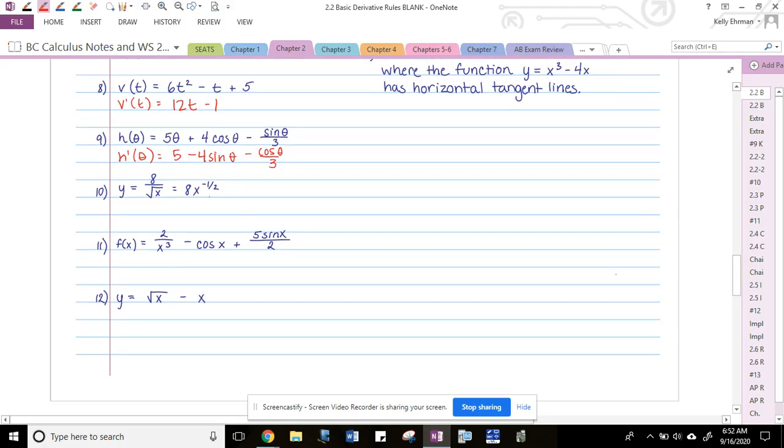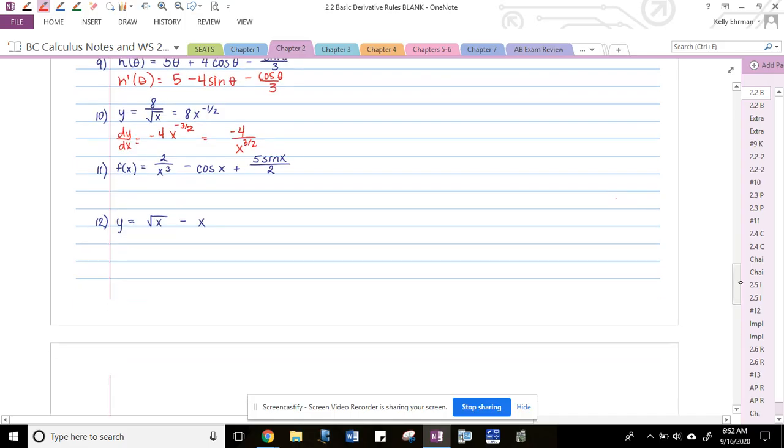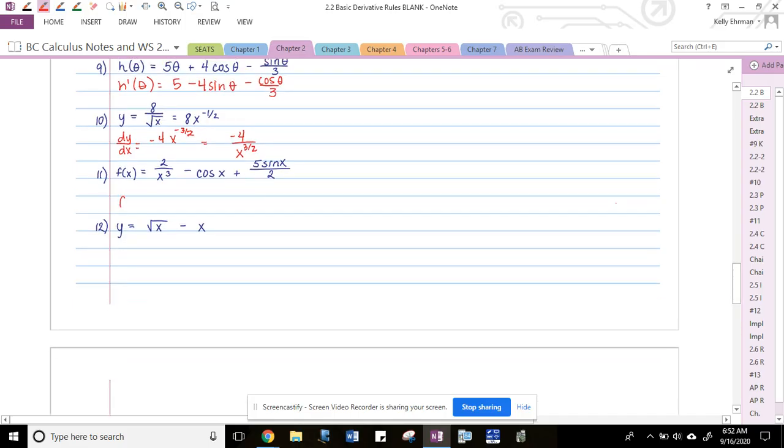Okay, so good idea to rewrite this as x to the negative 1/2. And then dy dx, 8 times negative 1/2 is negative 4. Negative 1/2 minus 1 is negative 3 over 2. And so that's negative 4 over x to the 3 over 2 power. F prime of x, excuse me.